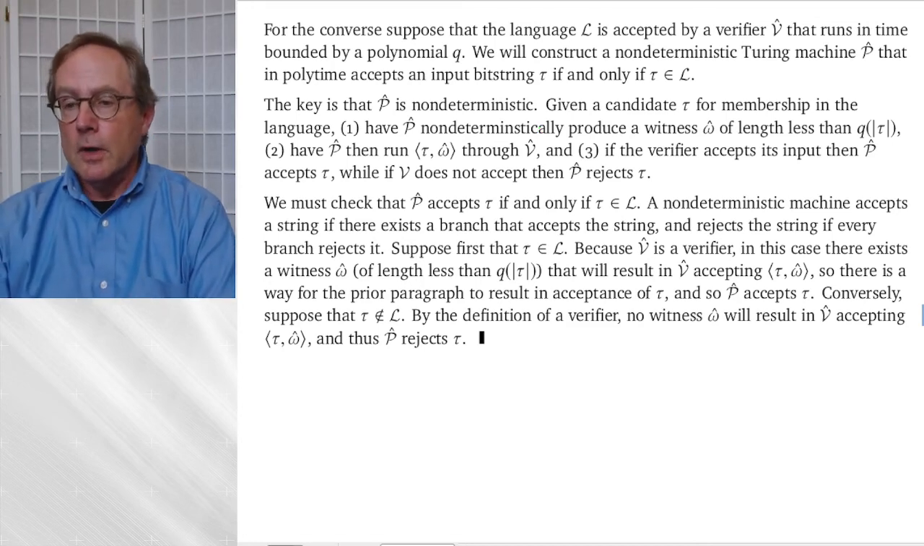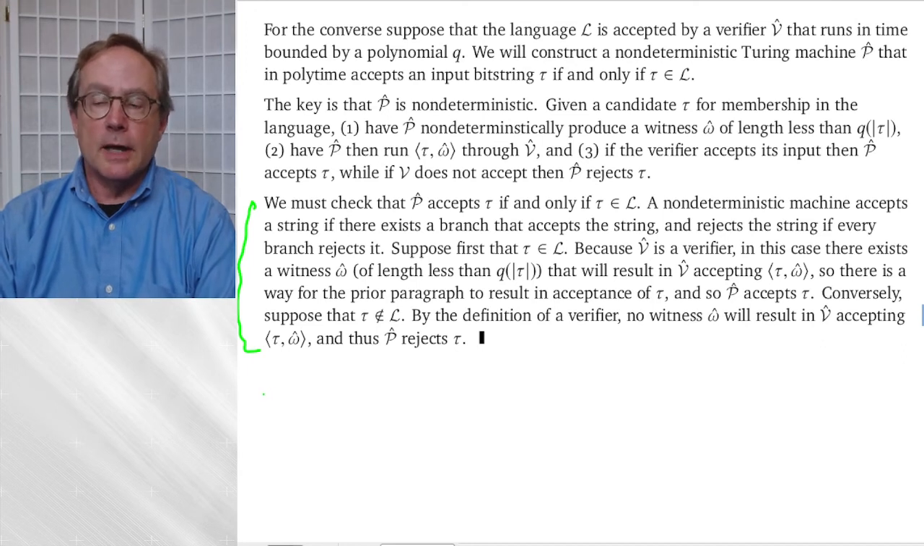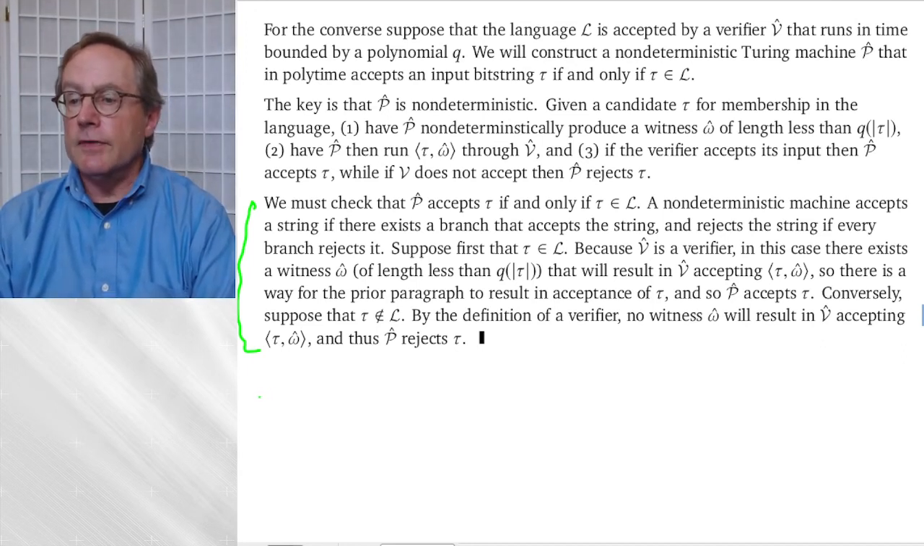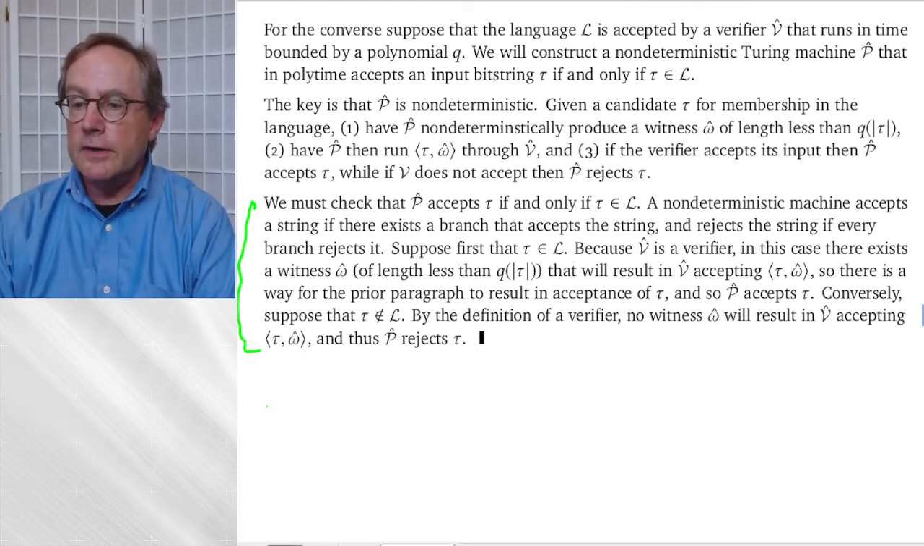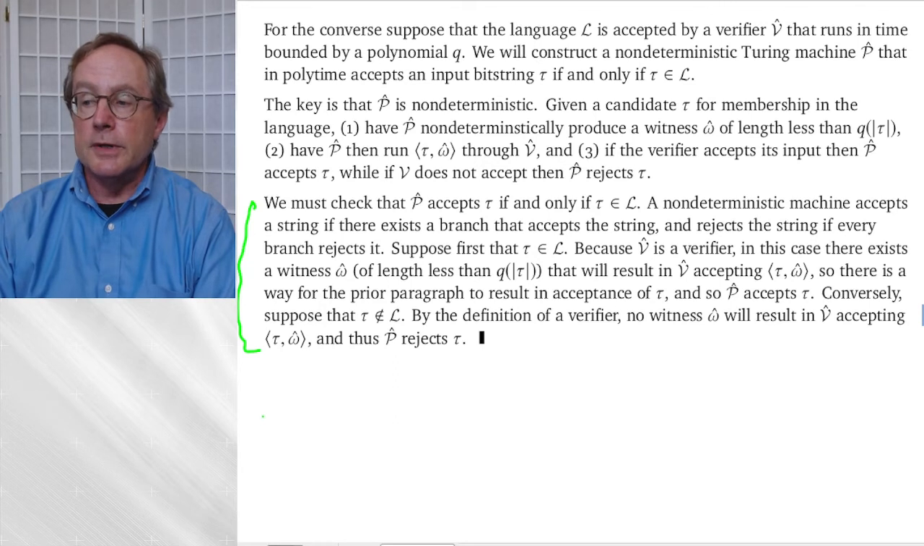Okay, so last paragraph here. We have to check that p hat accepts tau if and only if tau is a member of the language. A non-deterministic machine accepts a string if there exists a branch that accepts the string. It rejects the string if every branch rejects it. Suppose first that tau is a member of the language. Because v hat's a verifier, in this case there exists a witness. Never mind how you find it. There exists a witness that will result in v hat accepting the input tau comma omega hat. So there's a way for the prior paragraph to result in the acceptance of tau. There exists a witness that would work. That's all we need. That's all the definition calls for. Conversely, suppose that tau is not in L. By the definition of a verifier, no witness omega hat will result in acceptance, and so p hat rejects tau.